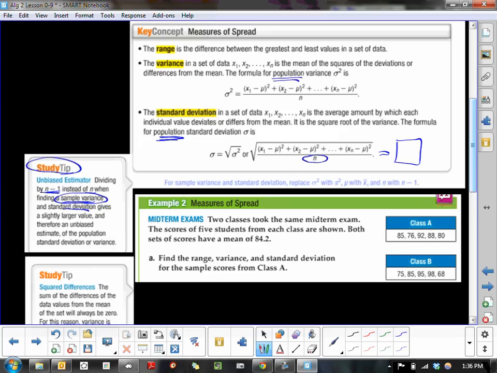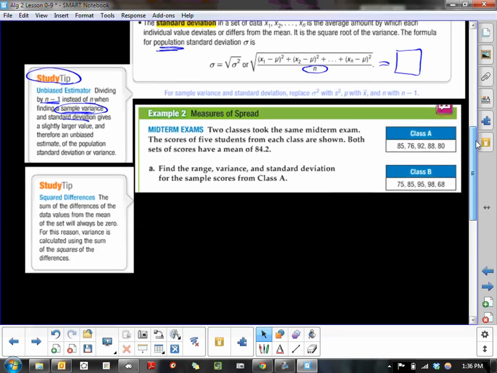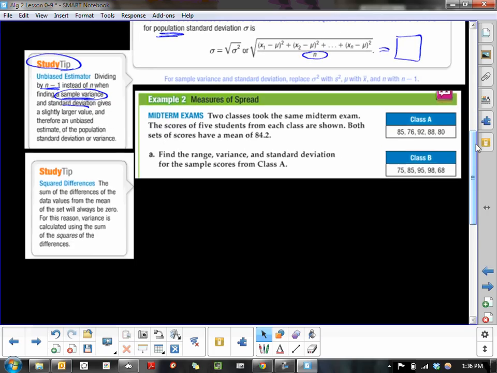This one will be larger. So when you have a sample, you want to take into account that there may be some errors in the samples of the data that you've collected. So dividing by n minus 1 gives you a little bit more of an unbiased estimate for the actual spread of the data. So let's try to apply some of these things in our second example.